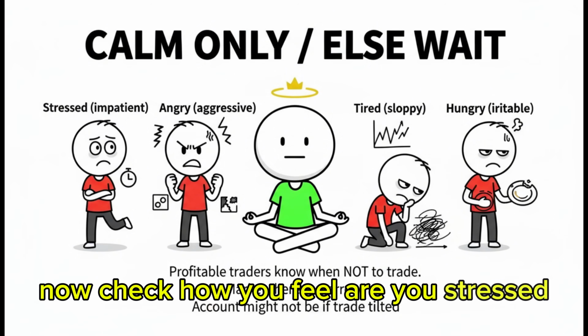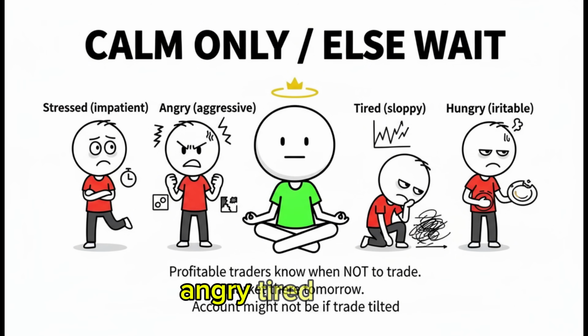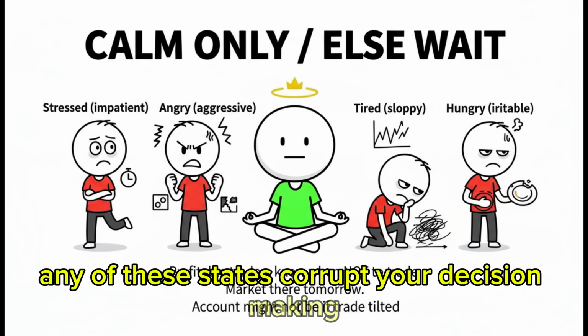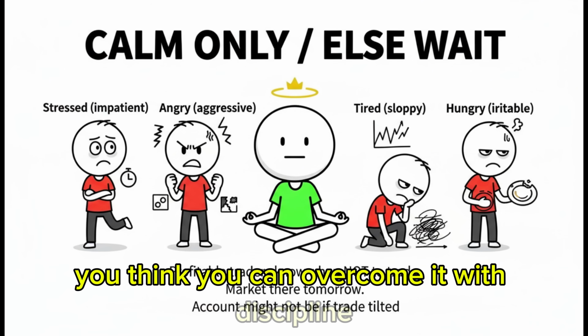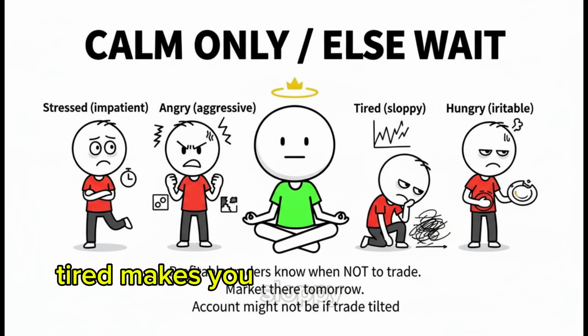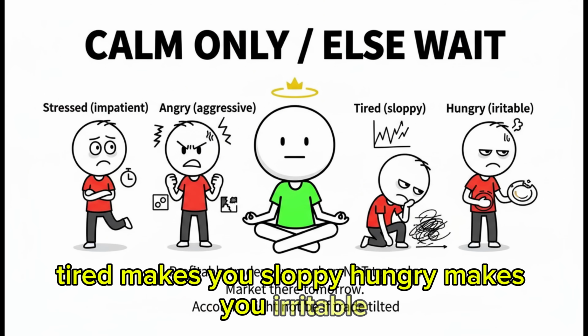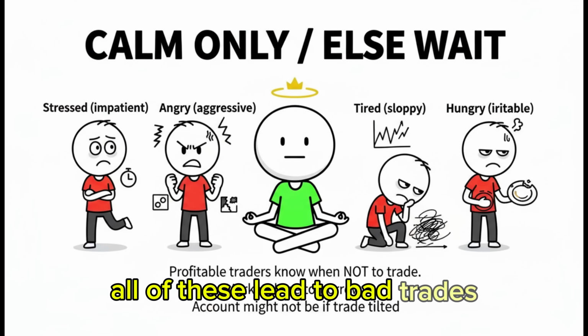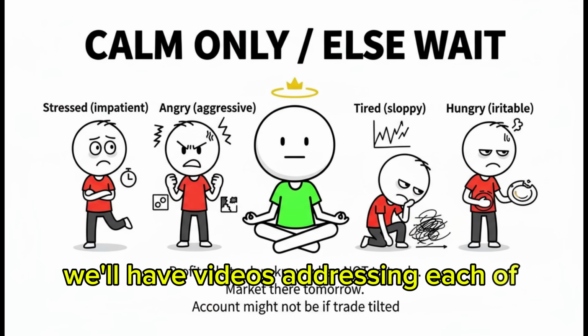Are you stressed, angry, tired, hungry? Any of these states corrupt your decision-making. You think you can overcome it with discipline. You can't. Stress makes you impatient. Anger makes you aggressive. Tired makes you sloppy. Hungry makes you irritable. All of these lead to bad trades. We'll have videos addressing each of these individually.